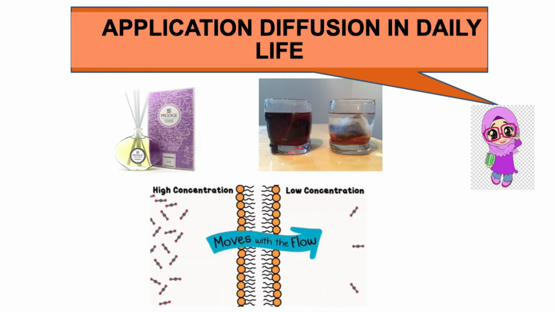Consider this animation. There are two areas, which are a high concentration area and a low concentration area. Particles from the area of higher concentration will move to the lower concentration, continuing until equilibrium is achieved. This is what happens in the diffusion process.